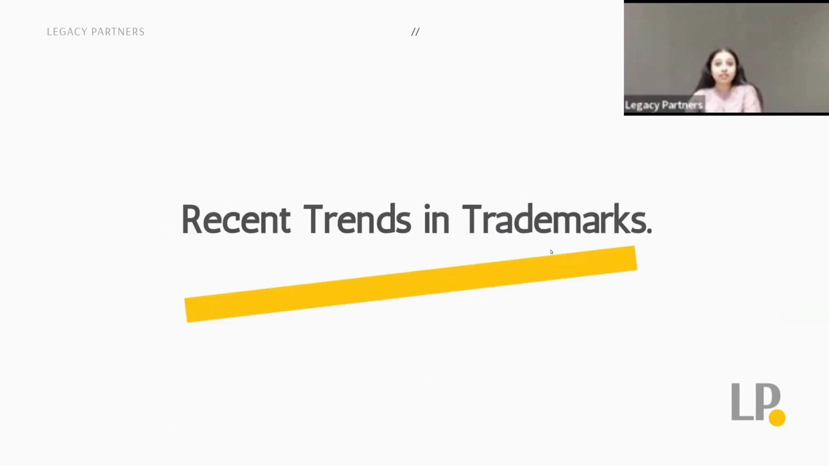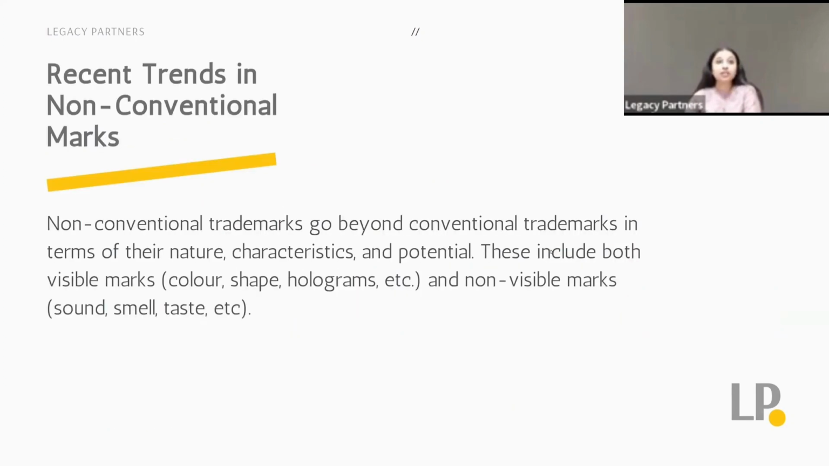Coming to recent trends in trademark. Recent trends mostly include non-conventional marks. As I have said earlier, non-conventional trademarks are those marks which go beyond the conventional trademarks, and those marks that can be identified through their nature, characteristics, and potential. These non-conventional marks include visible marks such as color and shapes, and also other non-visible marks such as smell, taste, etc.